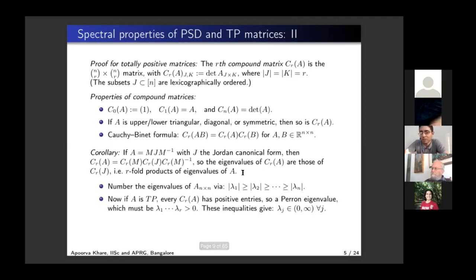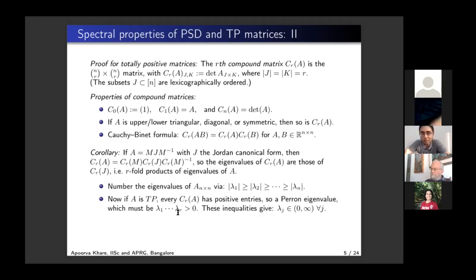Now comes Perron's theorem. So let's go back to the original setting. I have a totally positive matrix, which is a real square matrix. Number the complex eigenvalues according to modulus. Since this matrix is totally positive, every compound matrix has positive entries, because all minors are positive, that's the definition of totally positive. And any matrix with all positive entries has a Perron eigenvalue. That's Perron's theorem, a precursor to the Perron-Frobenius theorem. And this eigenvalue is the largest in modulus.